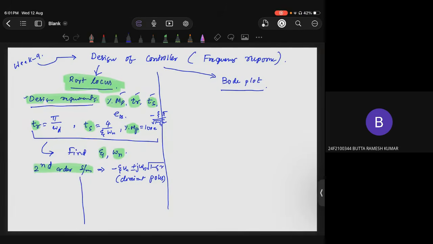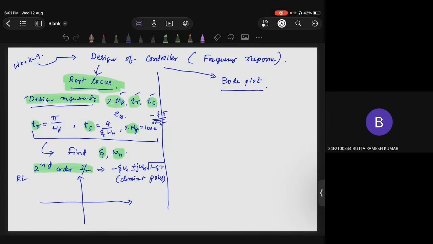Dominant pole plot. Dominant pole is the pole that is close to the y-axis, right? Yes, exactly. Once we have these dominant poles, for the given system, we will draw the root locus.